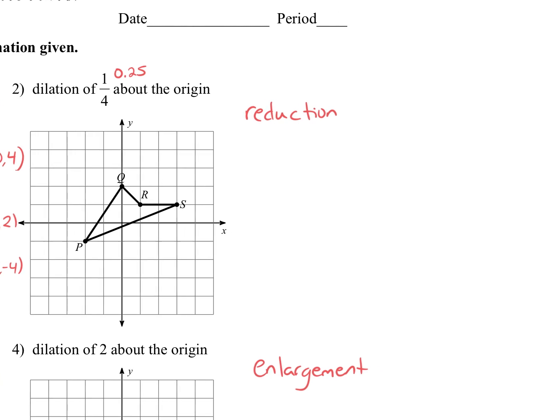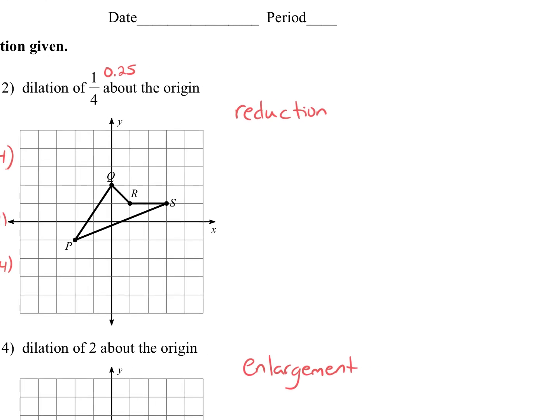Number 2, we want to find our original coordinates first. What are Q's coordinates? 0, 2. R, 1, 1. S is 3, 1, and P is -2, -1. Again, I don't care if you use the fraction or the decimal. I think it might be easier to use the decimal. So I'm going to multiply all of these by 0.25.